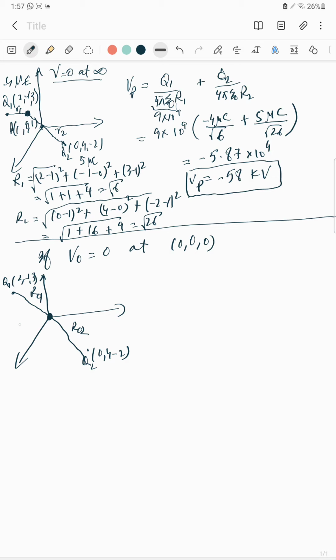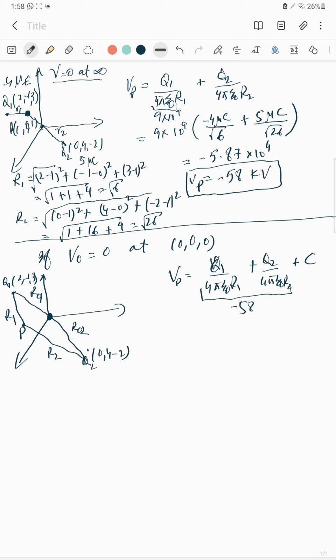So the voltage at any point, at this point P, I call it P, is equal to this R1 and this R2. So the same point P is equal to Q1 divided by 4 pi epsilon 0 R1 plus Q2 divided by 4 pi epsilon 0 R2, and I need to add a constant. Now I already know from the calculation above, this is minus 58 kilovolts.